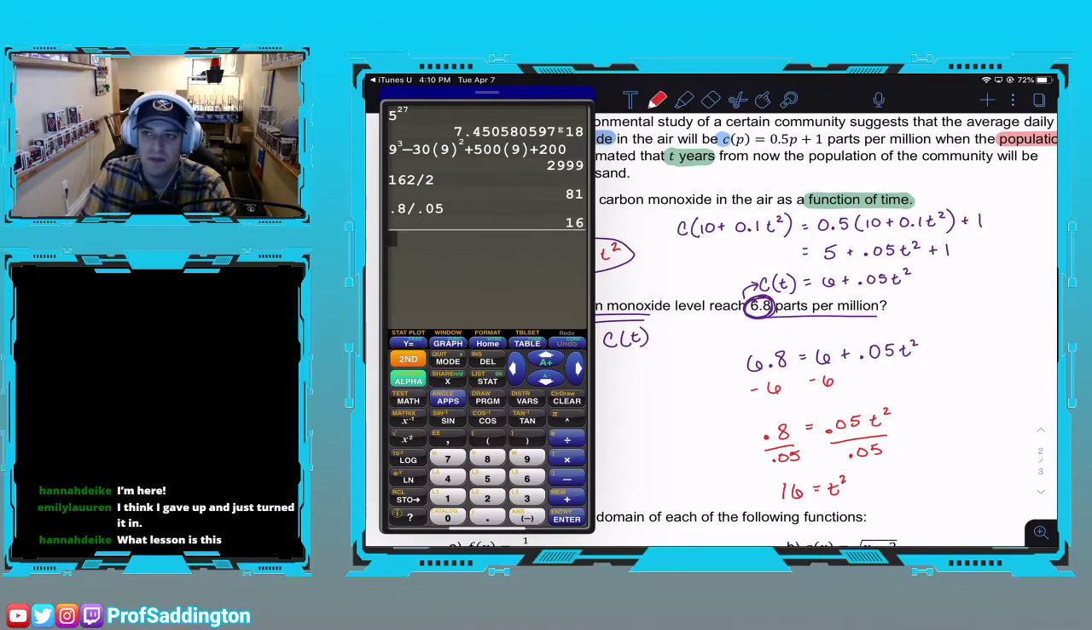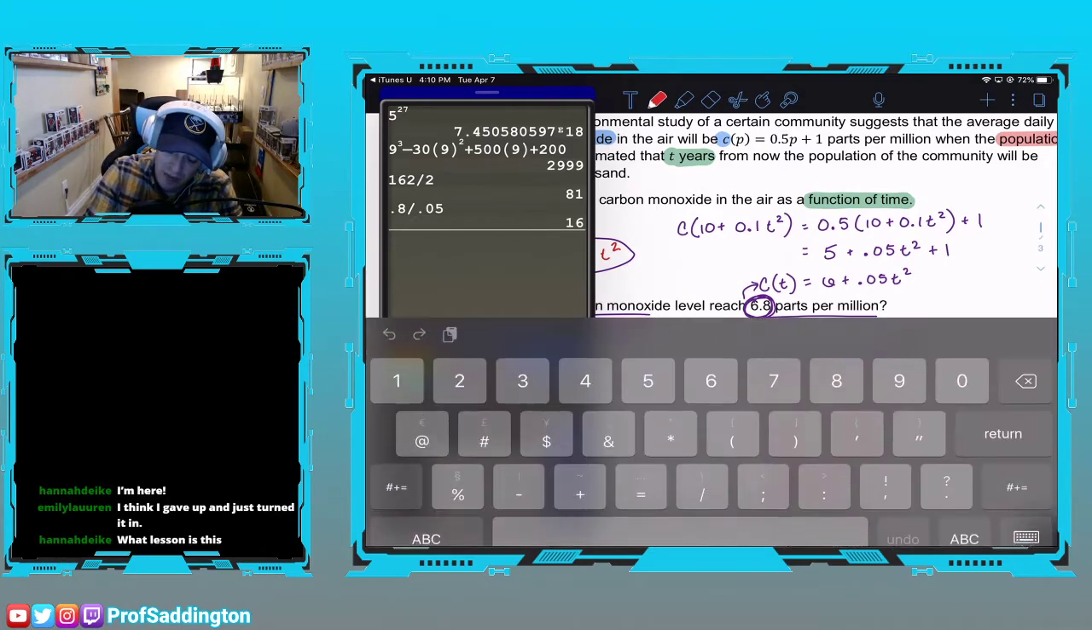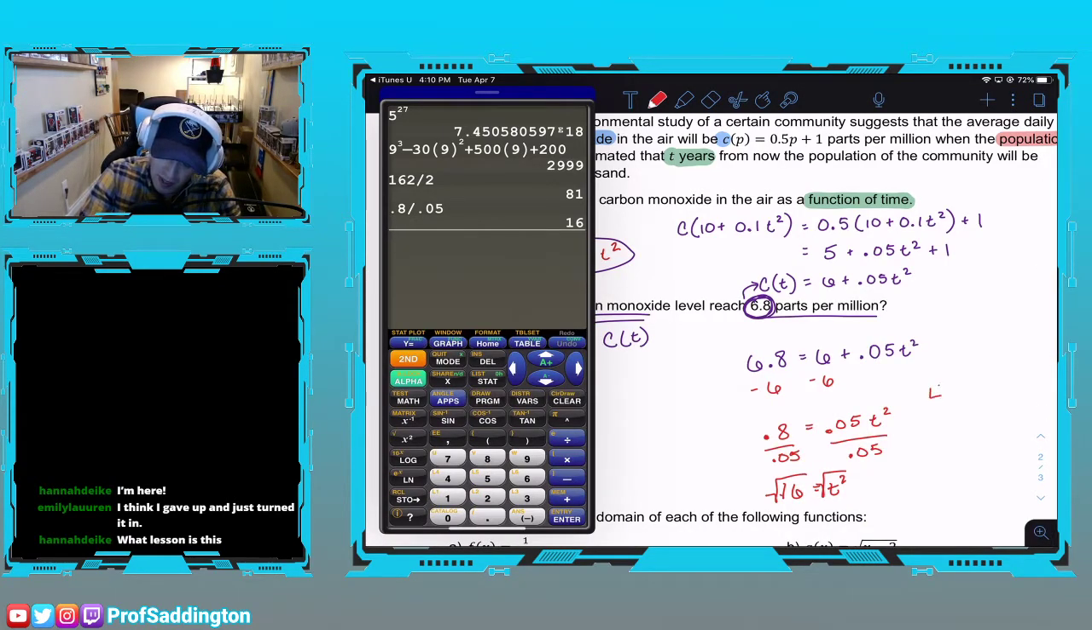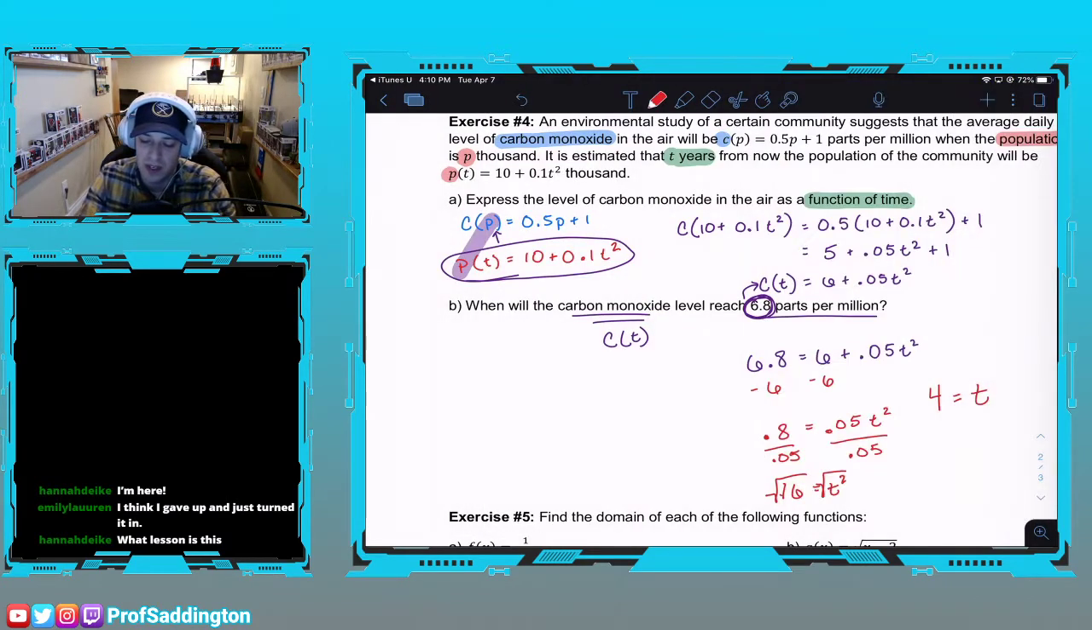Now, we just have to square root both sides. And if we square root 16, we're going to get 4. Now, technically, you get 2 answers here. You get a positive 4 and you get a negative 4. Oh my gosh, I'm a mess right now. However, we only care about the positive number because we're talking about the number of parts per million, and we can't have negative because you can't have negative parts. So really, we only cared about the positive answer here. So we can just say 4 is equal to t.